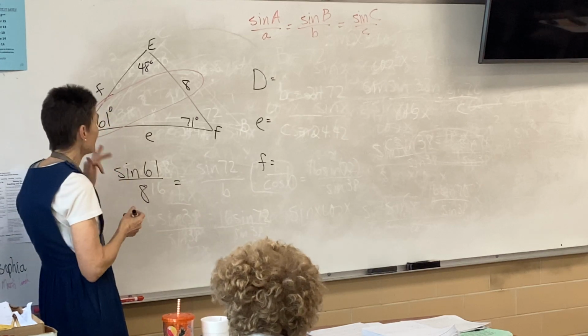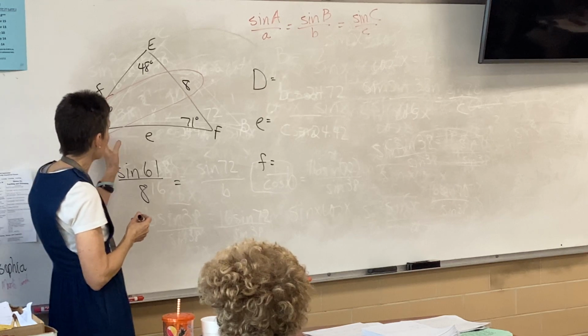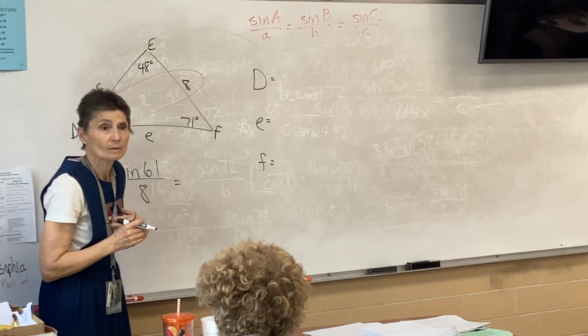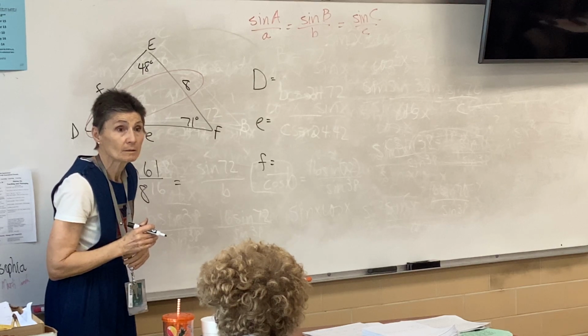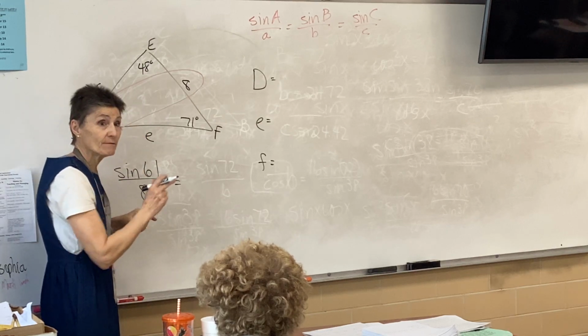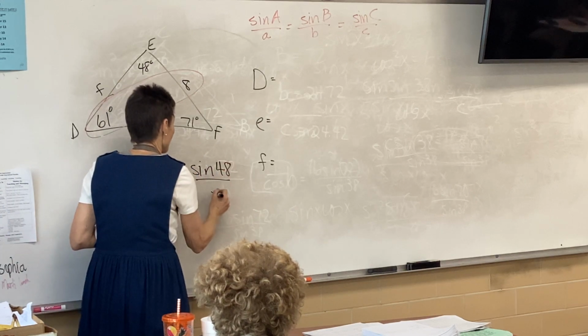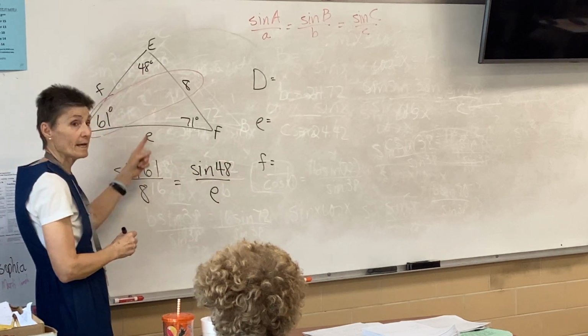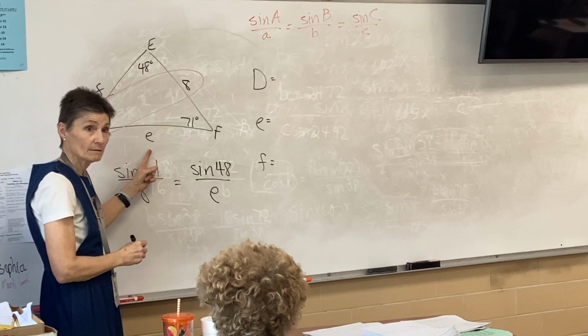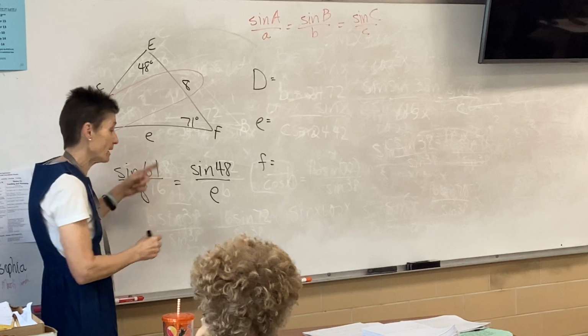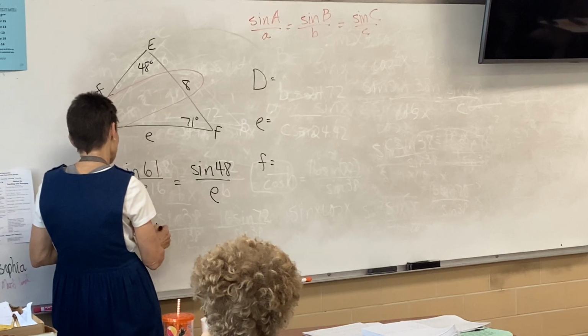All right, Taylor, what can we set that equal to? We've got sine 61 over 8. What do you want to set that equal to? 48. Well, you would say sine 48 over E. Sine 48 over E. Okay? All right, let's cross multiply and solve, see what we can come up with.